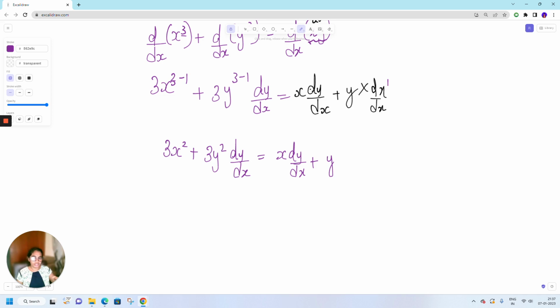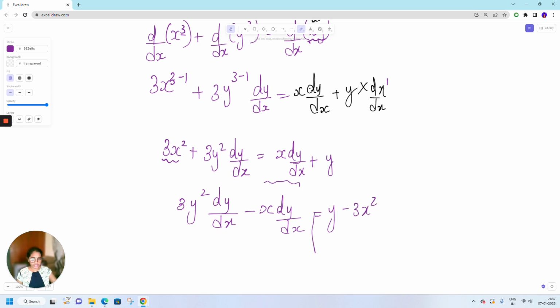So, what is the next step? They have asked us to find dy by dx, so I'll simplify my given equation. What I'll do is, I'll send this 3x square to the RHS. I'll write this as 3y square dy by dx, and I will bring this x dy by dx to the LHS. I am simplifying the equation for dy by dx.